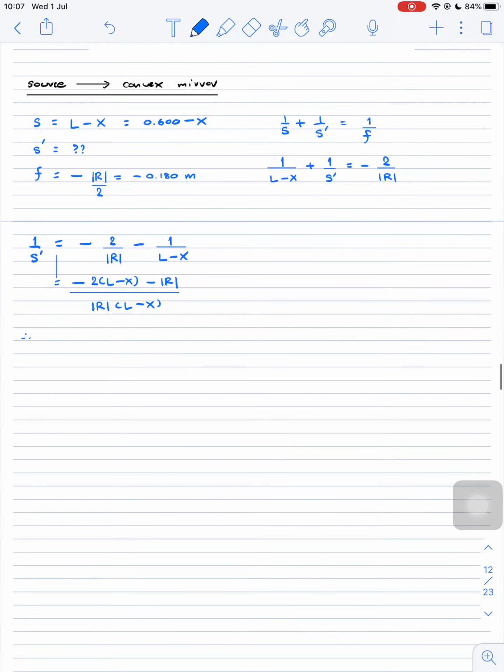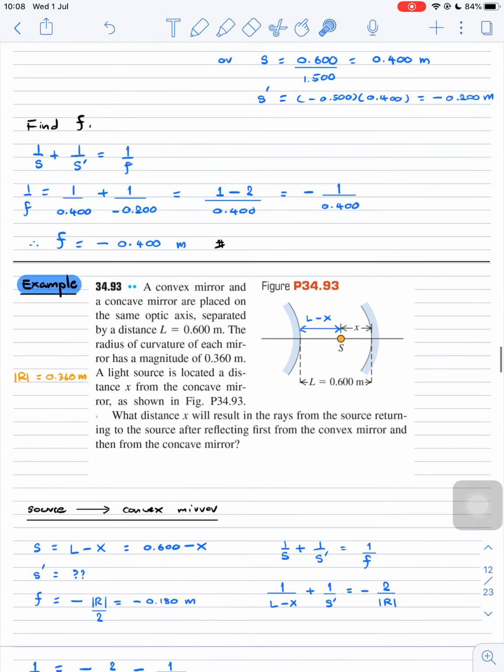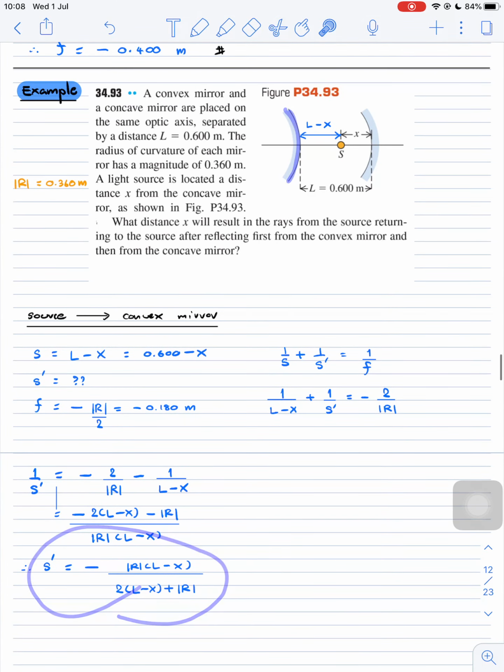So finally, the image distance S prime is equal to minus the absolute value of R times L minus x, over 2 times L minus x plus the absolute value of R. This will be the position of the image from the convex mirror.